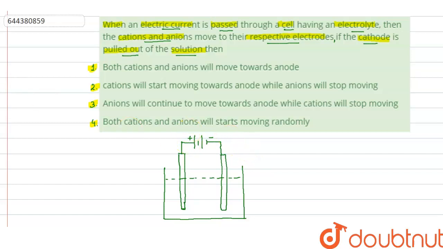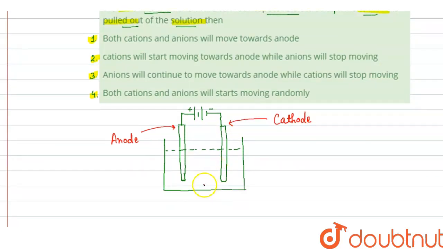Now basically the electrode which is connected to the positive side of the battery is assumed to be positive, and this electrode is known as anode. And the electrode which is connected to the negative side of the battery is known as cathode, having negative charge on it, right? And suppose here we have an electrolyte MA. MA will dissociate to form M positive and A negative ion.